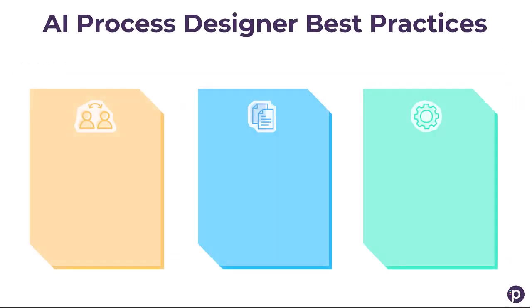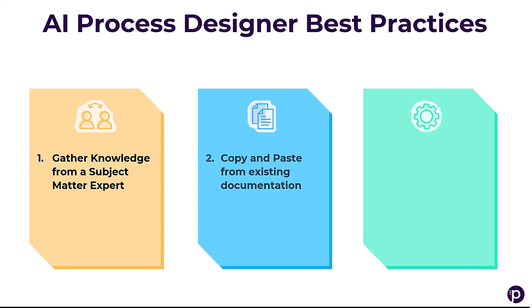The AI Process Designer will try to convert any text into a flow format, but there are a few best practices to help you generate the most desirable results. The most common ways of going about this are capturing the knowledge by gathering the necessary steps from a subject matter expert, copying and pasting the steps from existing documentation, or you can create new processes by providing the tool some general parameters and allowing the AI to fill in the details. Let's try each of these methods out.